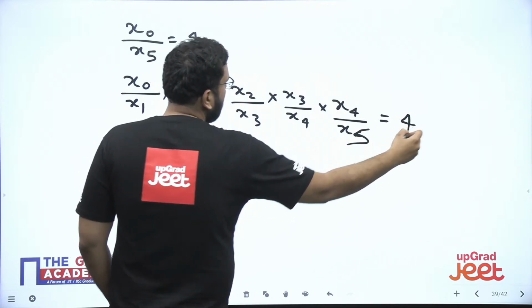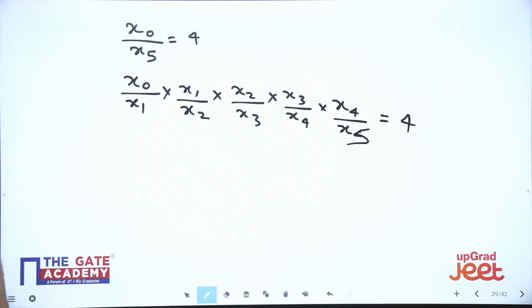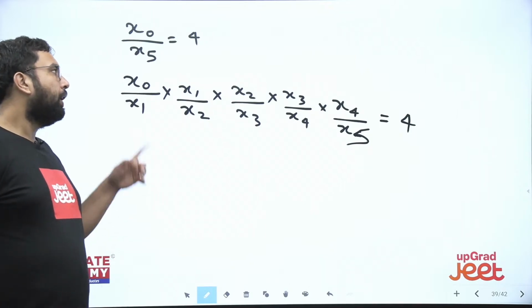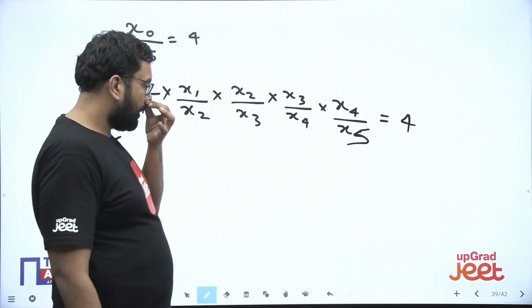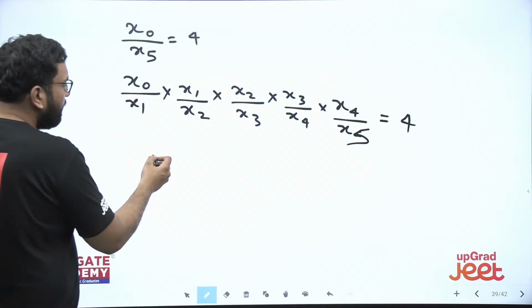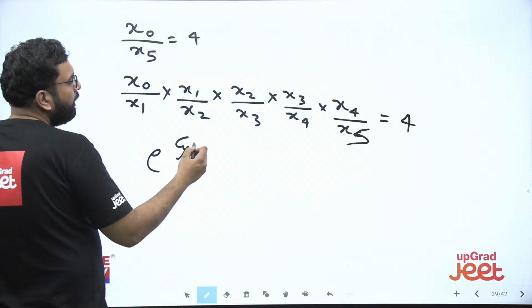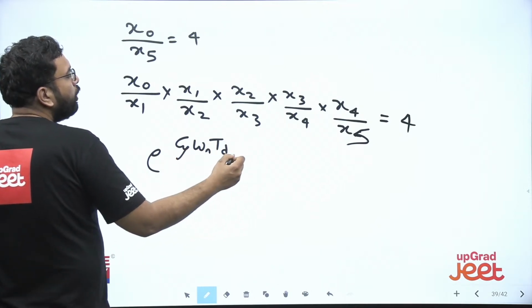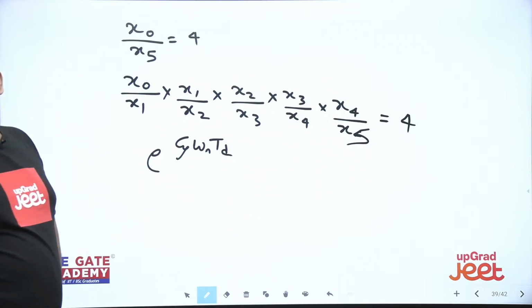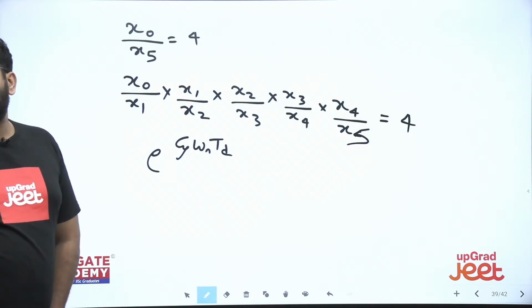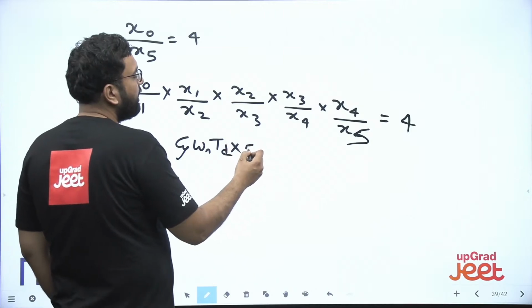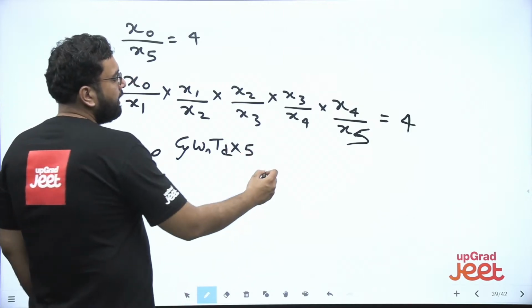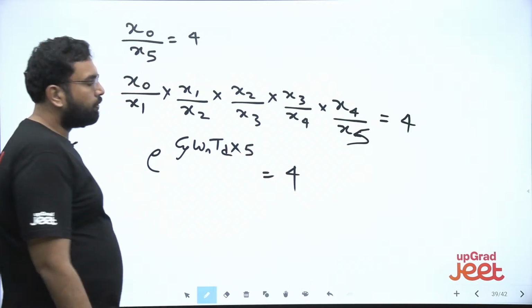Is equal to 4. Can we write this way? Obviously, yes, sir, we can write this way. Xn minus 1 upon xn, again xn minus 1 upon xn. So all these are nothing but equal to e to the power zeta omega n td. So you will have to write e to the power zeta omega n td five times, so simply we can multiply it with 5. And it is equal to 4.